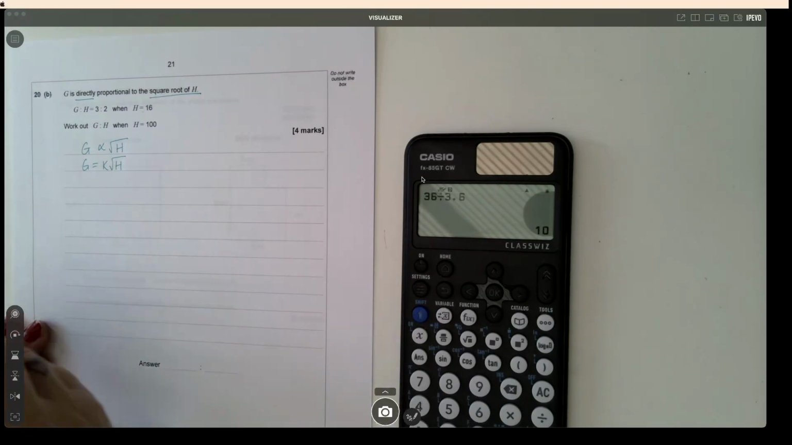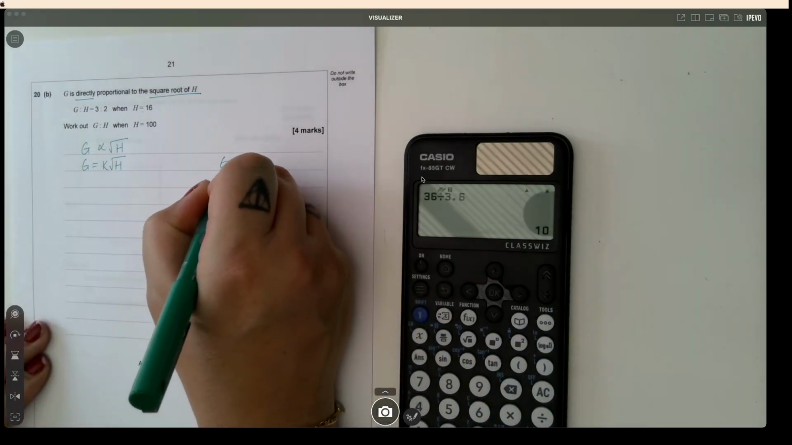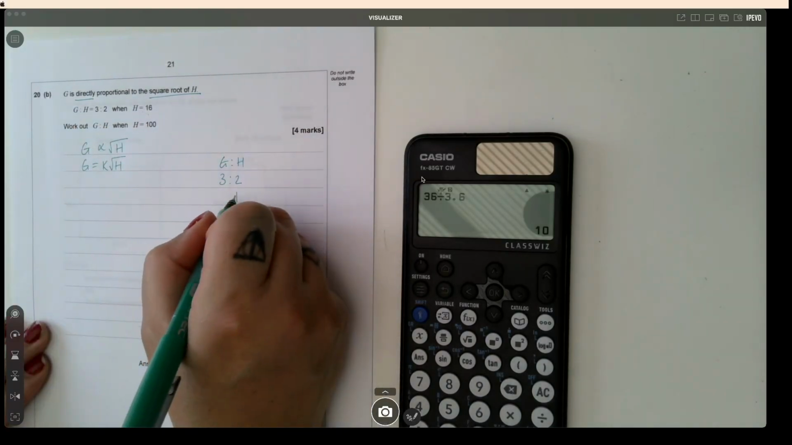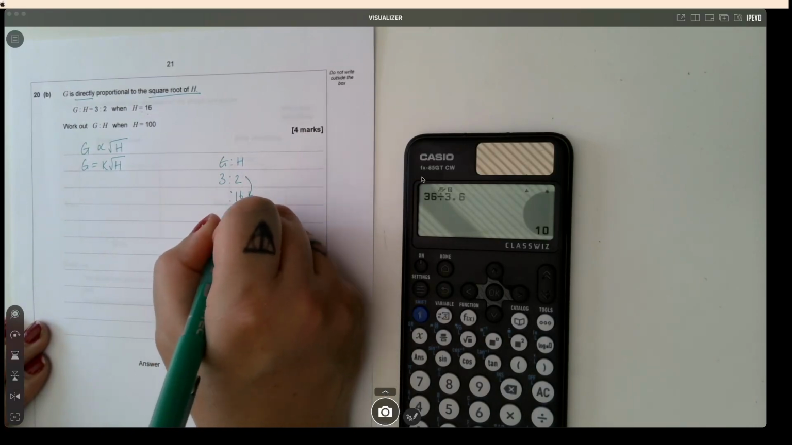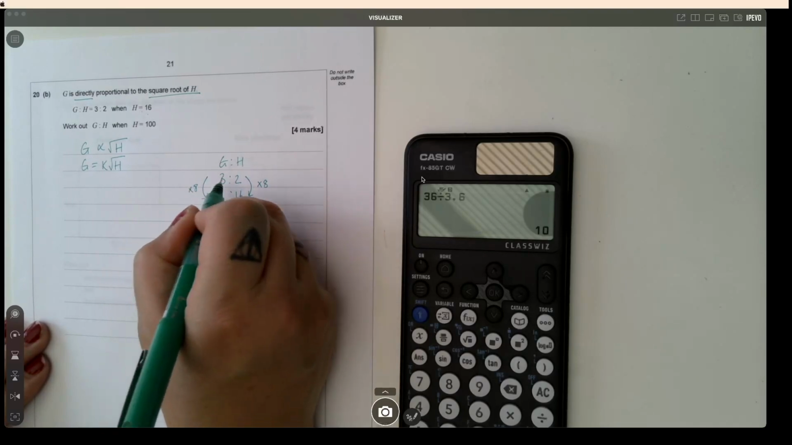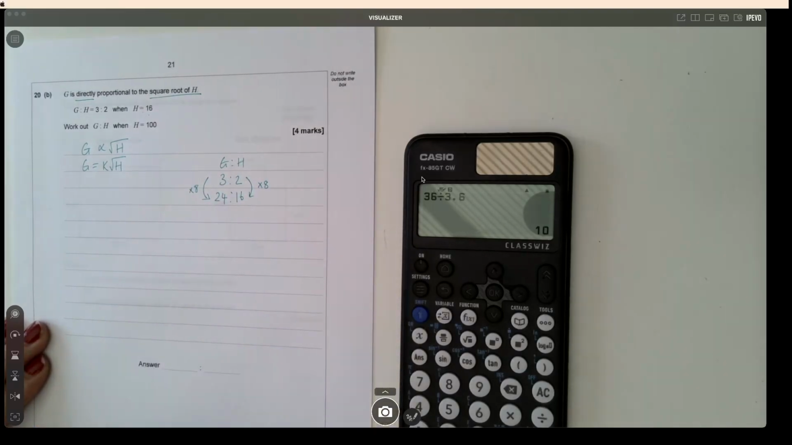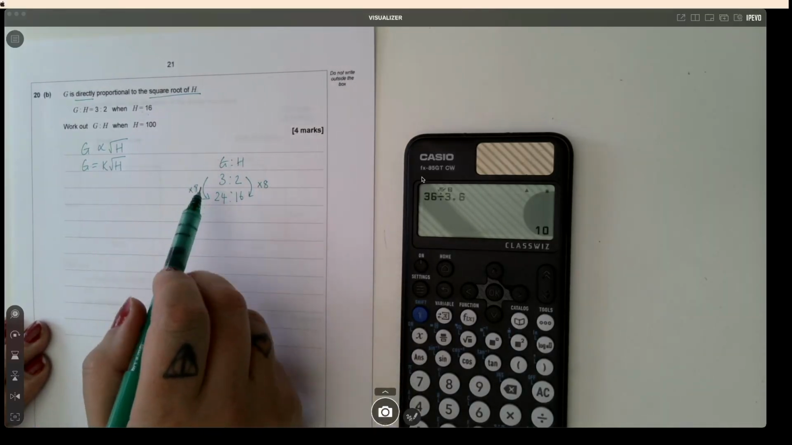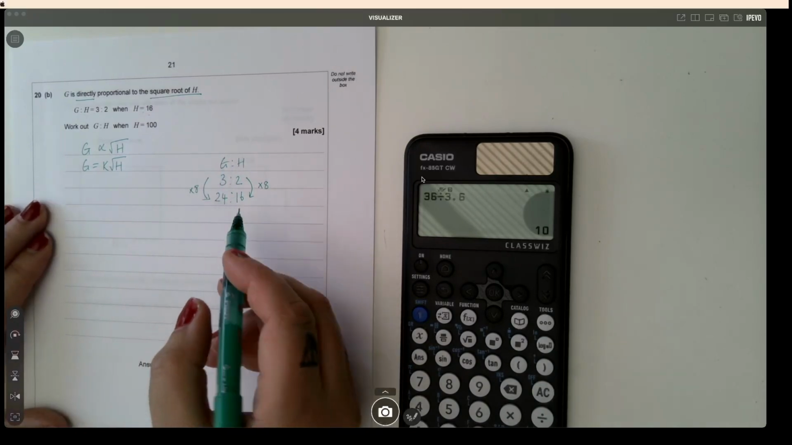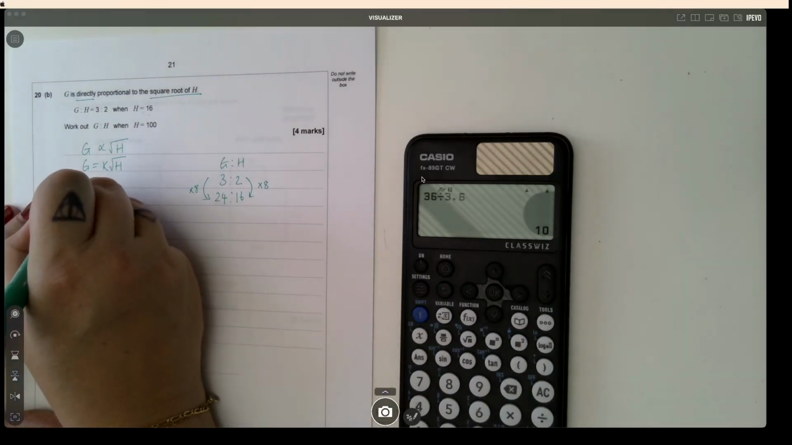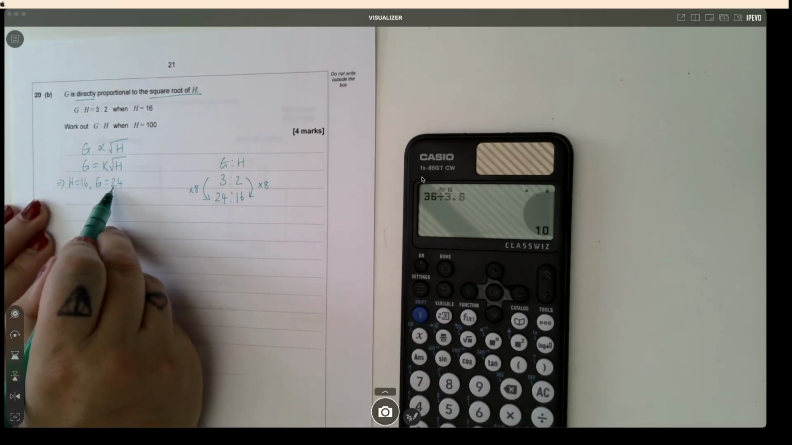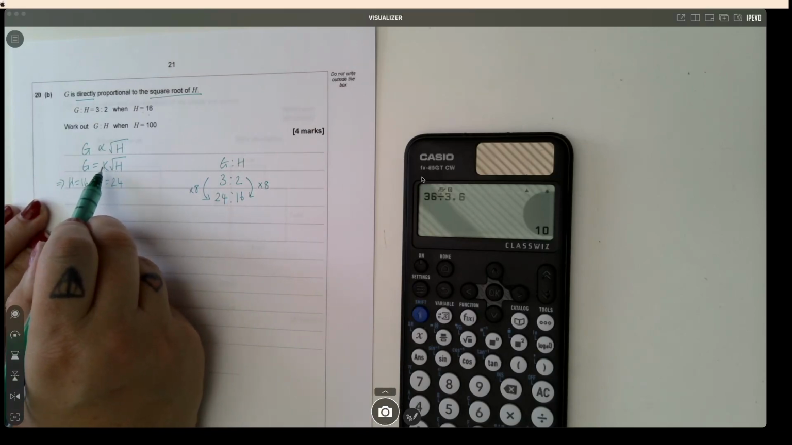So the ratio G to h is 3 to 2 when h equals 16. So 16 divided by 2 is 8. So if I multiply by 8 on the other side, 3 times 8 is 24. So when h is 16, G is 24. So h equals 16, G equals 24. We're going to use these two values to find that constant of proportionality.